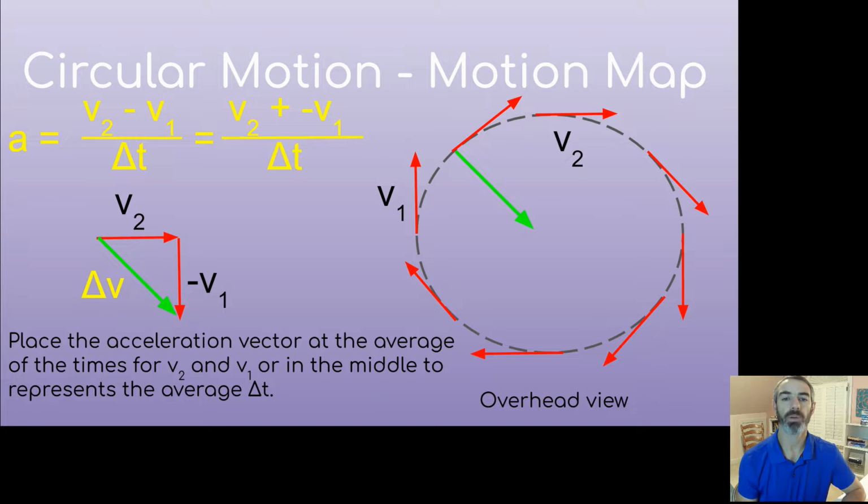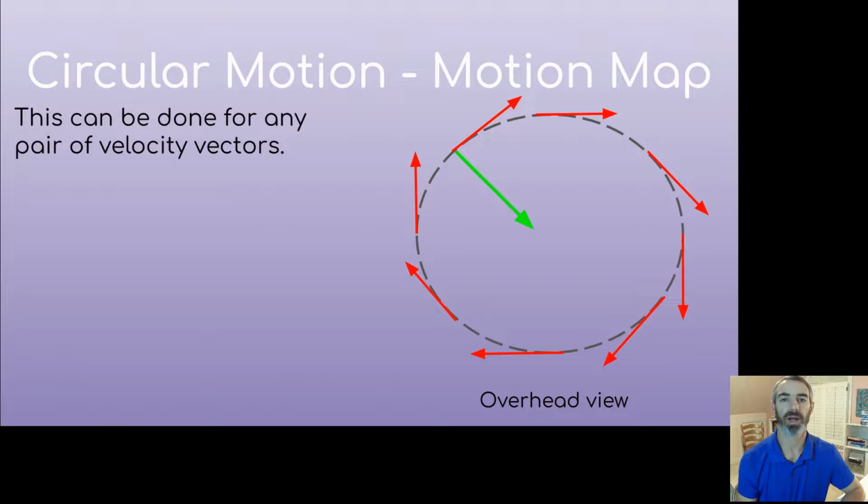Now we can repeat this for each pair of vectors. For each pair of vectors we do the vector addition for, we put it in the midpoint between the two vectors. And you're going to start to see a pattern as to where the acceleration vectors are pointing. If you noted that the acceleration vectors are pointing towards the center, you're correct. Each of the velocity vectors is tangent. The acceleration vectors point towards the center.